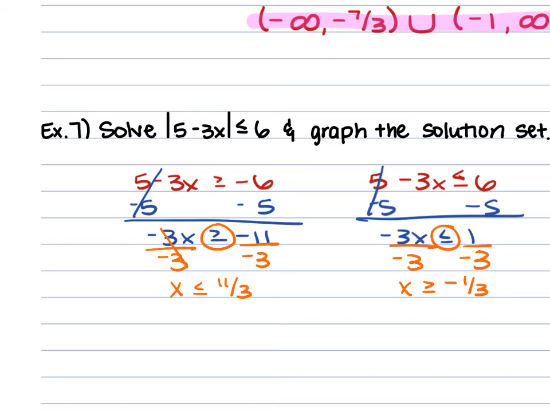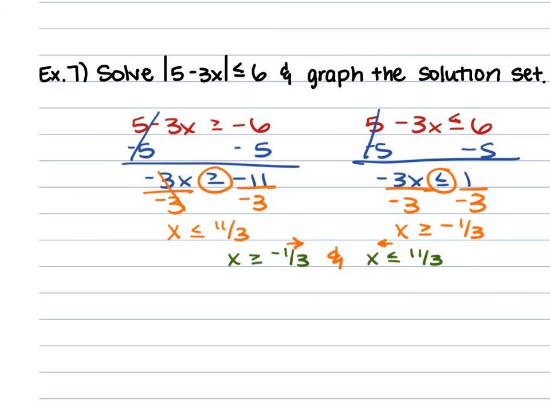I'm going to switch the order of these so that the inequality with the smaller number comes first on the left. So I'm going to have x is greater than or equal to negative 1/3, as well as x is less than or equal to 11/3. That 11/3 is the same thing as 3 2/3, so I want to keep that in mind when I'm graphing this. My two signs point in towards each other, so this is an and statement, so they're going to connect.